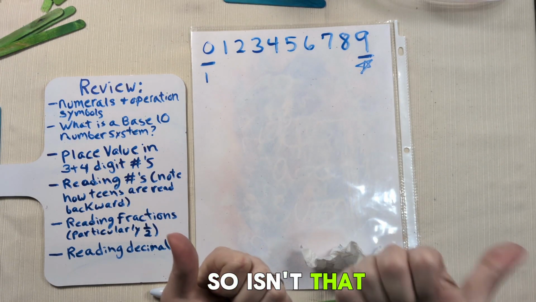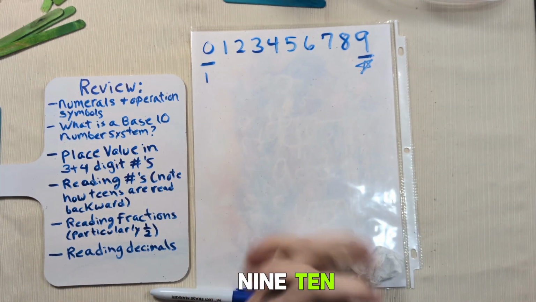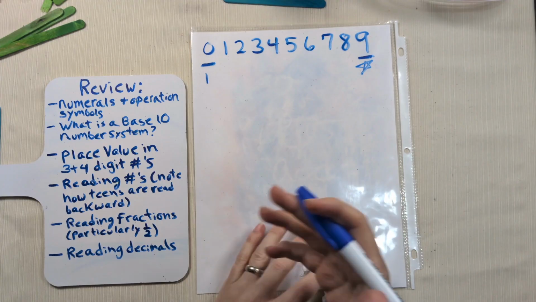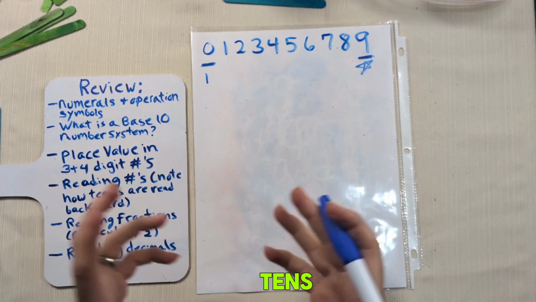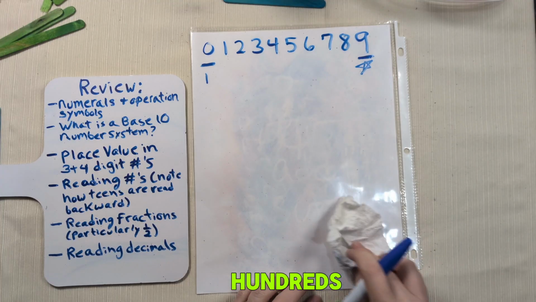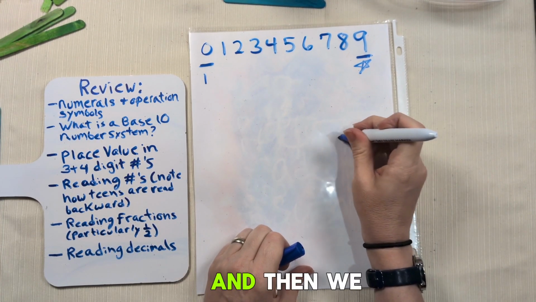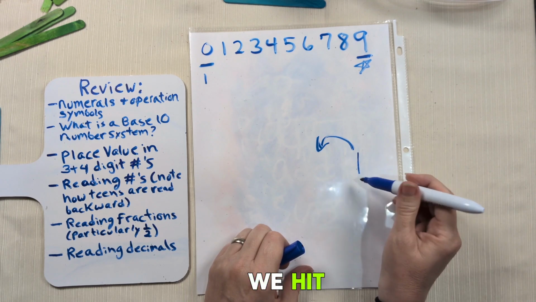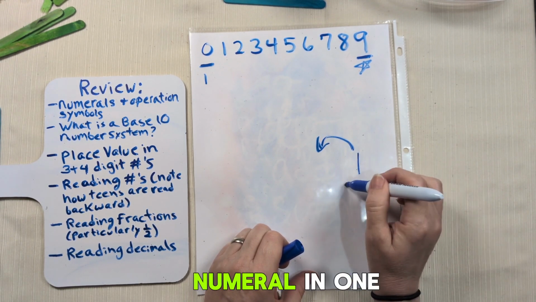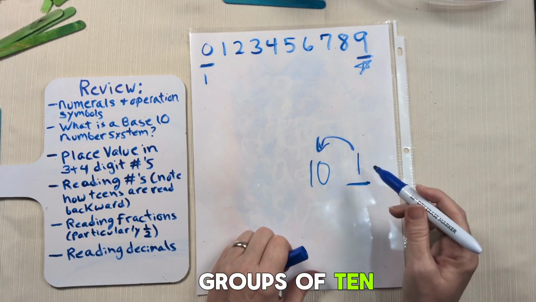right? So isn't that interesting that we go 1, 2, 3, 4, 5, 6, 7, 8, 9, 10, and that is where we start to count in groups. And then we get to 10 tens, and then we start counting in larger groups of hundreds. And so that is why when we have our ones, we go past 9 because we can't have more than one numeral in one place of a number. And then we start counting in groups of 10.